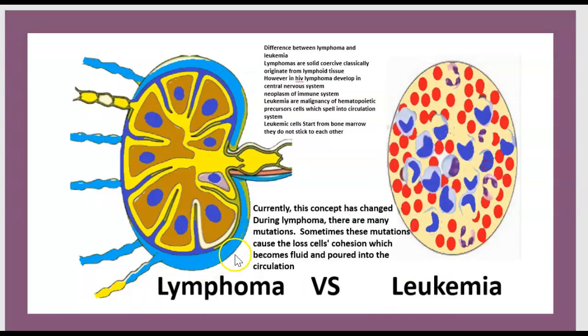How to make the difference between lymphoma and leukemia? Lymphomas are solid, cohesive, and classically originate from lymphoid tissue. However, in HIV, lymphoma can develop in the central nervous system.